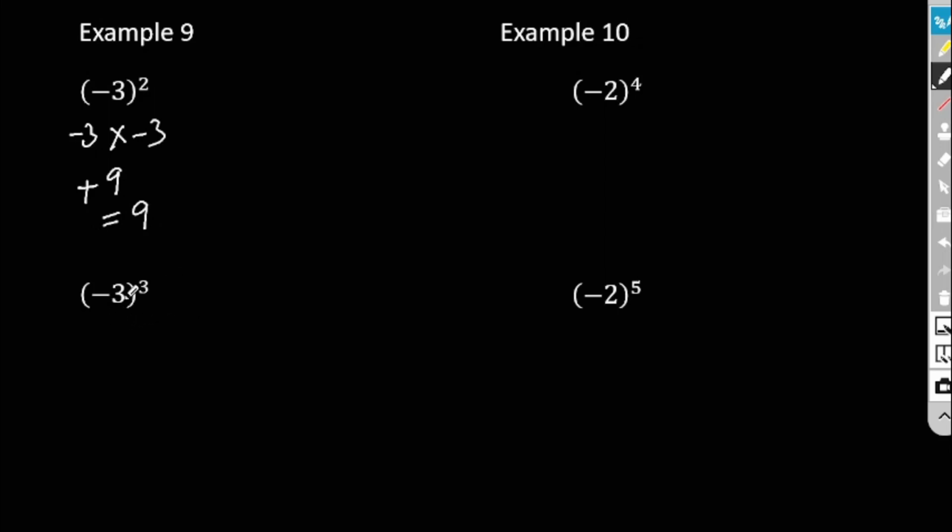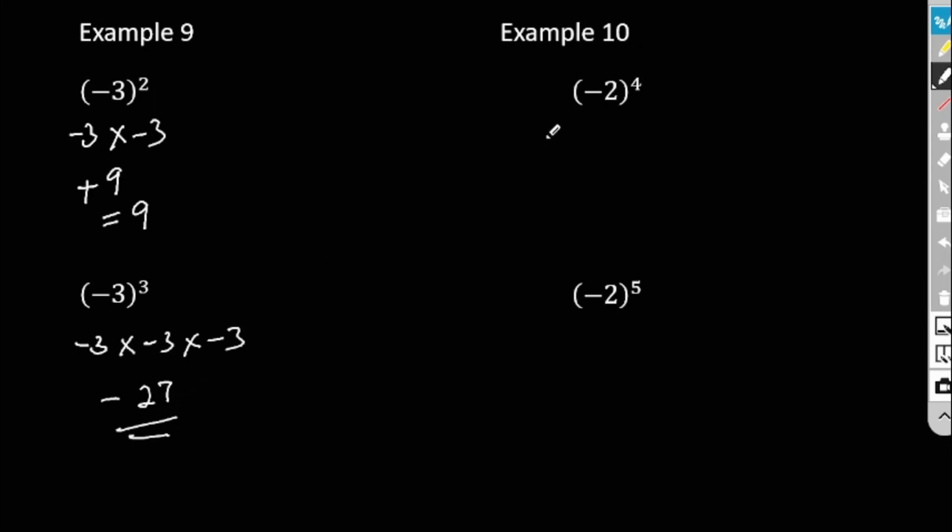For the case of negative 3 cubed, it simply means negative 3 times negative 3 times negative 3. Start by multiplying the negatives first. So negative times negative gives us a positive. Positive times negative gives us a negative. Then 3 times 3 gives us a 9. 9 times 3 is going to give us 27. So that is going to be the solution to that.